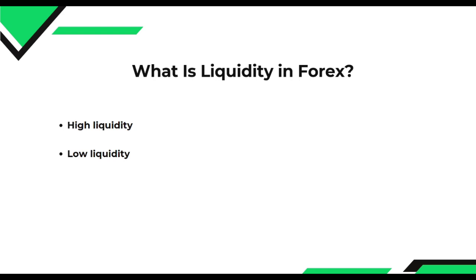Now, in Forex, major pairs like Euro USD, GBP USD, and USD JPY are highly liquid because they are the most traded pairs. Exotic pairs have lower liquidity and are riskier to trade, just like what I was explaining previously.